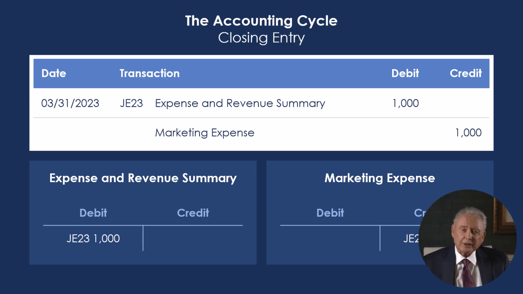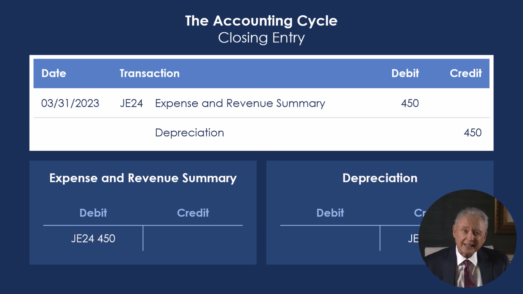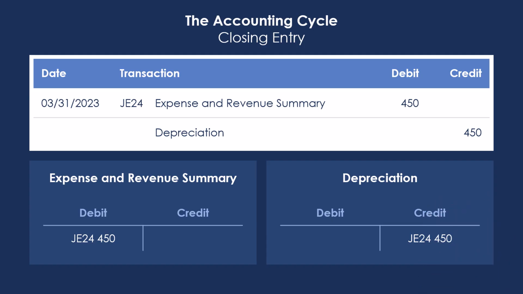Here in JE 23, we debit expense and revenue summary for $1,000. We credit marketing expense for $1,000, setting that account to zero. Here in JE 24, we debit expense and revenue summary for $450 and credit depreciation expense for $450. Closing out all expense accounts involves debiting expense and revenue summary and crediting all the expenses. In doing so, we carry the expense amounts to the debit side of expense and revenue summary and zero out the expenses for the period.